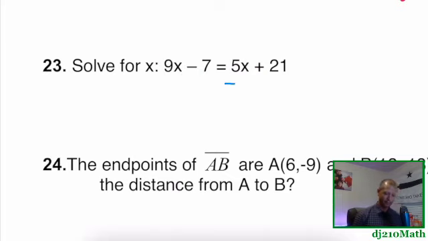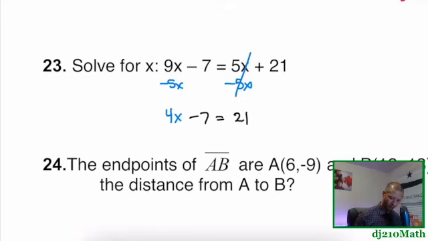So I'm moving 5. So I've got to do the opposite because the x's are on opposite sides of the equal sign. So minus 5x, minus 5x. On the right-hand side, that cancels. So 9x minus 5x is going to be 4x. Then minus 7 is equal to positive 21.